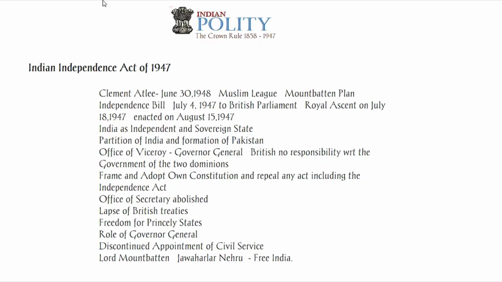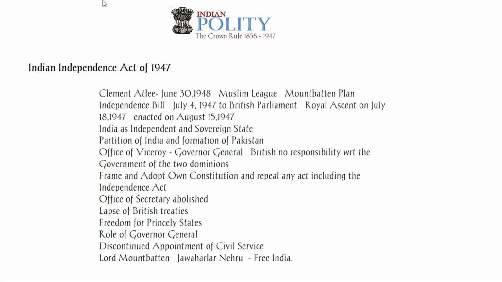And the British government was to have no responsibility with respect to the government of India and Pakistan. It also made clear that the Dominion could frame and adopt any constitution and repeal any act put forth by the British Parliament, including the Independence Act. It abolished the office of Secretary of State for India. It proclaimed the lapse of British paramountcy over the Indian princely states and treaty relations with the tribal areas from August 15, 1947. It granted freedom for the princely states either to join the Dominion or to remain independent.